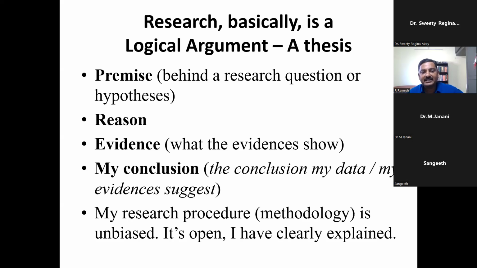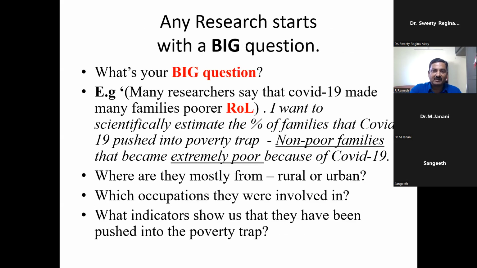The conclusion: my data or evidence suggests. And then finally, your research procedure or your methodology: is it unbiased? Is it open? And have you clearly explained your methodology to tell your reader that your research procedure has been unbiased? That's what it is about, right? So now here, let us take an example.